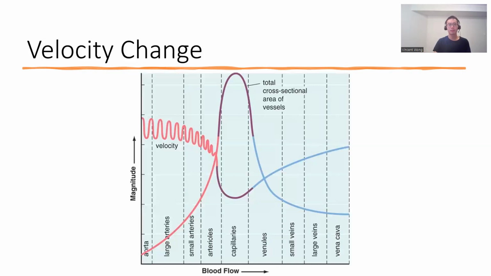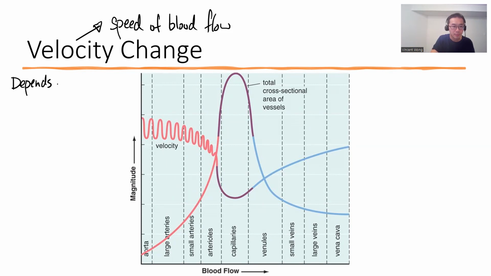The second graph, this is 2 graphs in one. I want you to focus on the velocity one here. Velocity means speed. So how fast is the blood flowing in the blood vessels? It depends on 2 things. Number 1, blood pressure: higher BP equals faster.